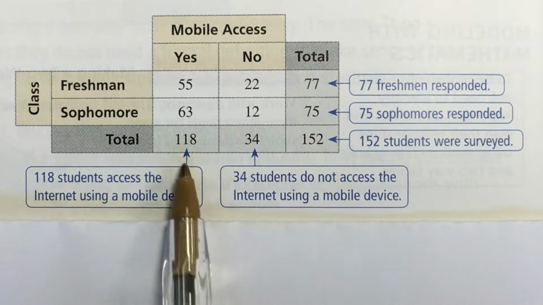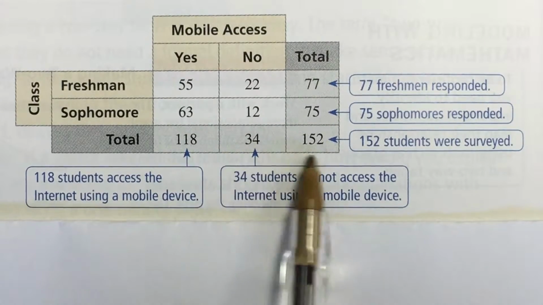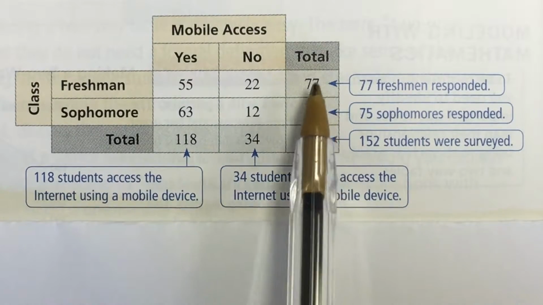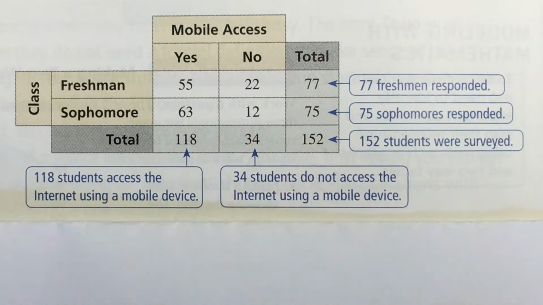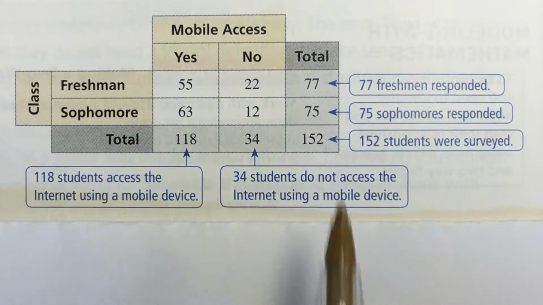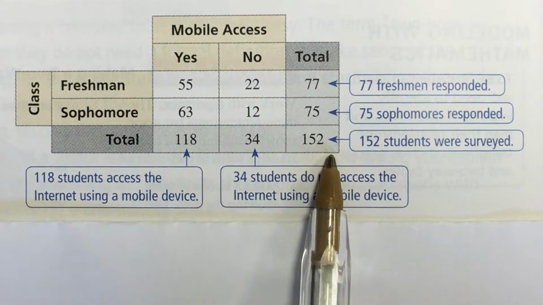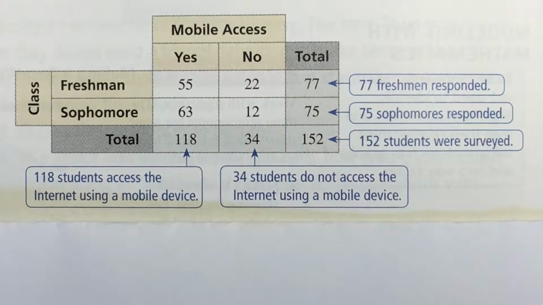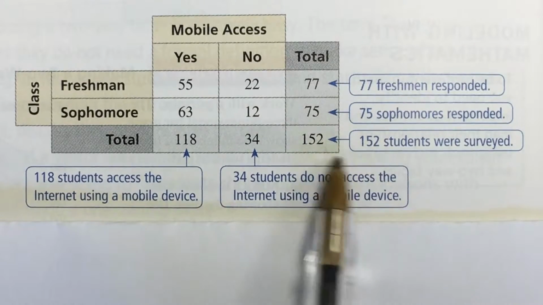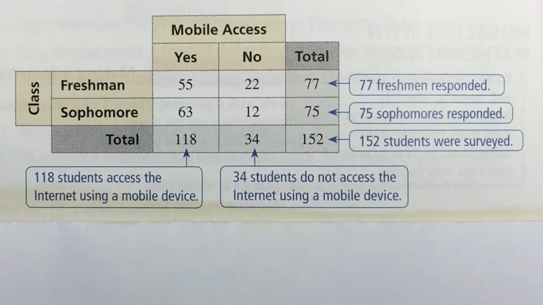This bottom corner, you can either add 118 and 34 to get 152, or you can also add 77 and 75 to get 152, and the total represents the total number of people, in this case 152 students. That is the total of freshmen and sophomores, or the total of people that said yes and no to mobile access, but there are 152 people in the survey.